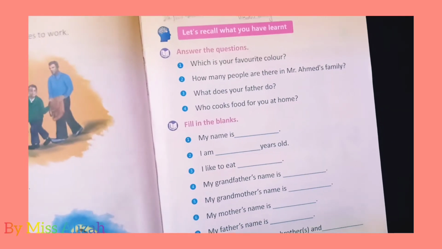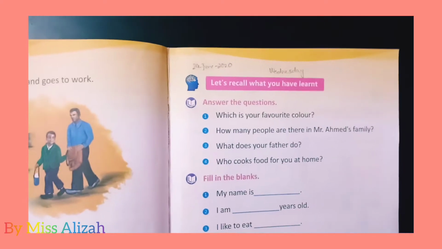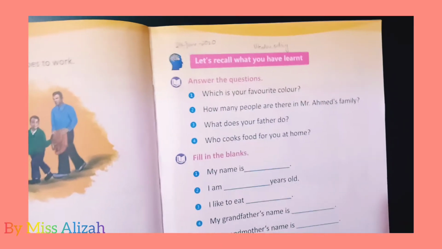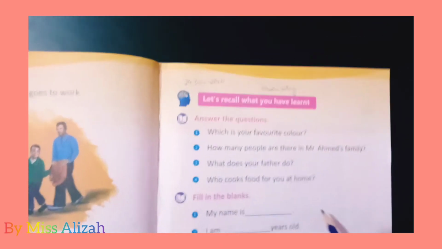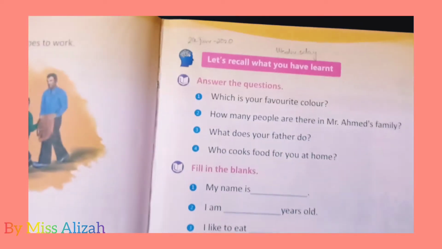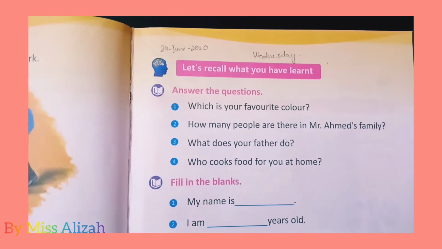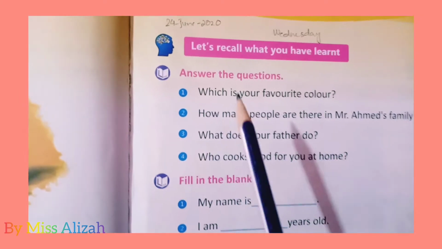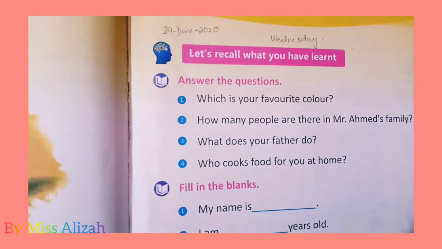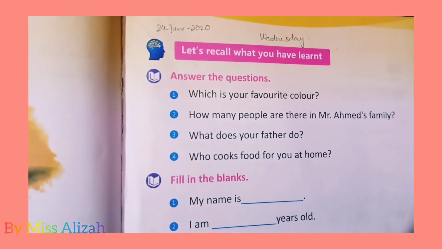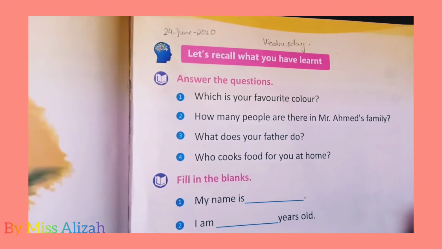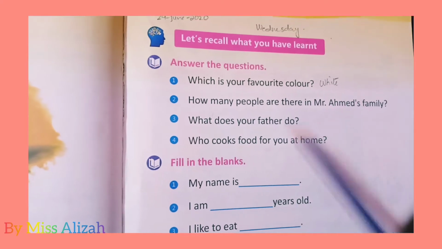Okay, my students, come to page number 6. Now let's recall what you have learned. Answer the questions. What you have to do, you have to answer these questions. So what is the first question? Which is your favorite color? जबकि ये which नहीं what होना चाहिए था. So what is your favorite color? So you have to write your own favorite color. I'm going to write white as example, but you have to write your own favorite color, right?